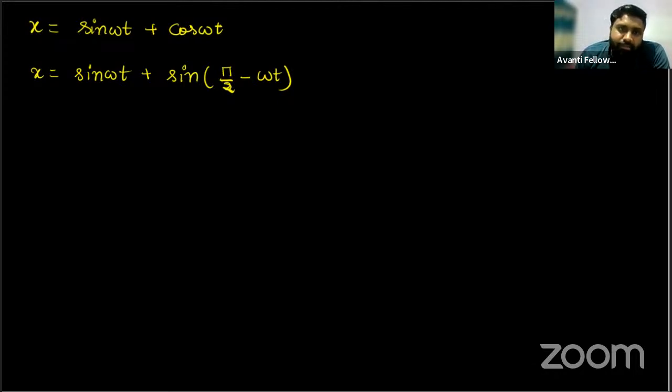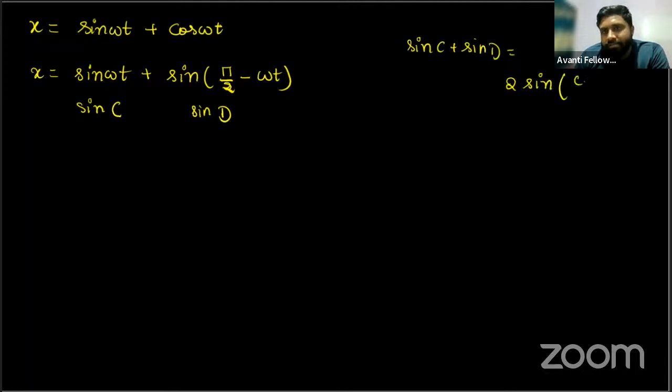Got it? So if you apply sin c plus sin d here, you can consider this as sin c and this as sin d. Then you can apply the formula of sin c plus sin d, which is 2 sin of c plus d by 2 into cos of c minus d by 2.